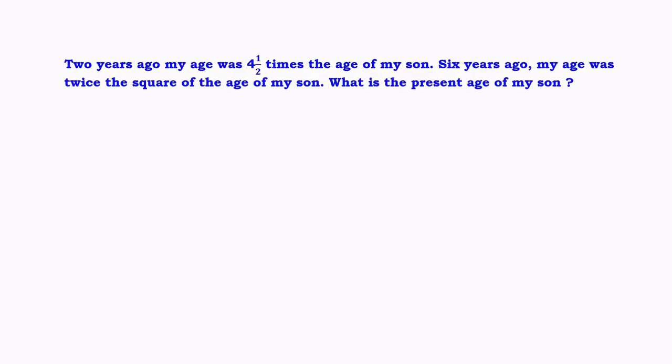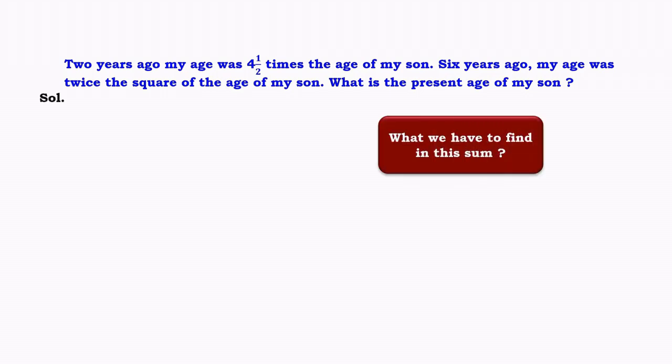Now, we will solve an interesting age problem using quadratic equations. Let us first read the question carefully. 2 years ago, my age was 4.5 times the age of my son. 6 years ago, my age was twice the square of the age of my son. We have to find the present age of my son.